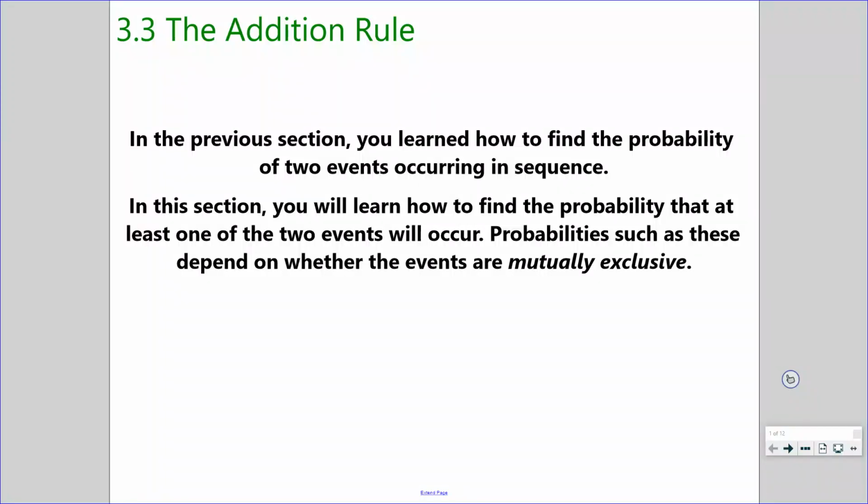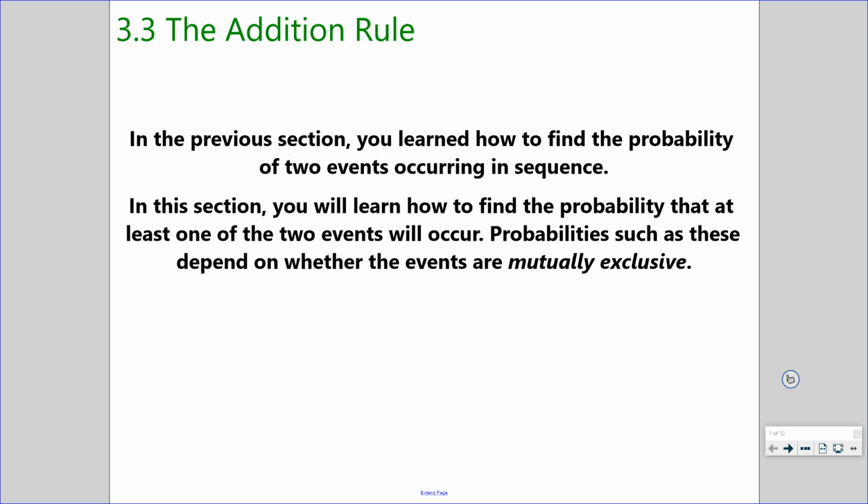This is lesson 3.3. In our previous lesson, we learned something called the multiplication rule, and we learned how to find the probability of two events occurring in sequence. And we looked for that keyword "and." So what's the probability of drawing a king and an ace?